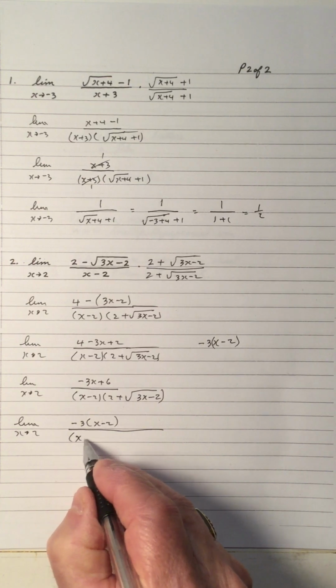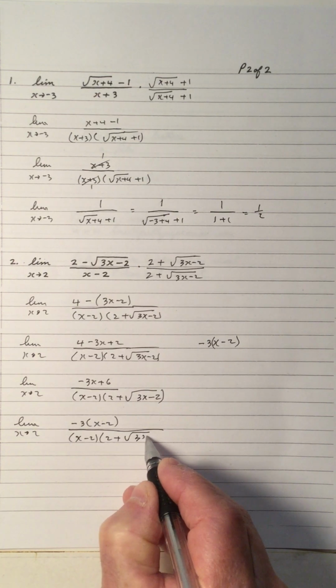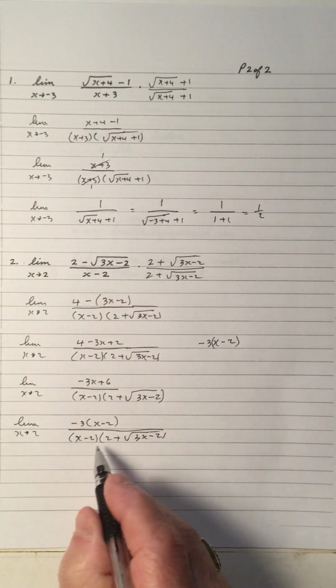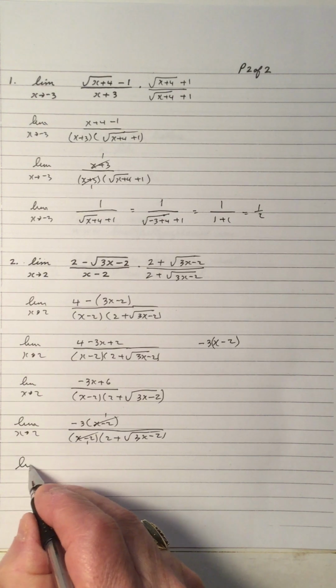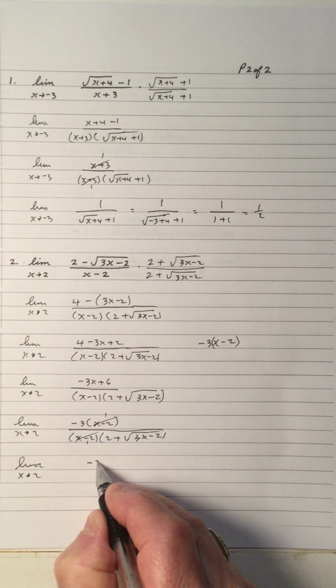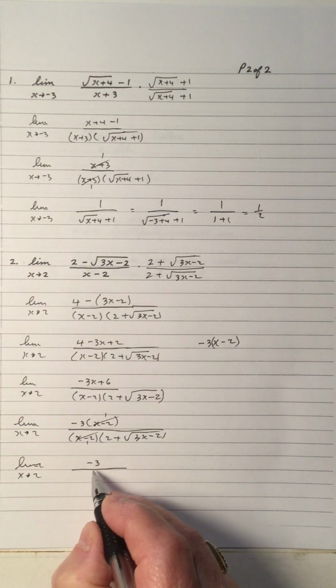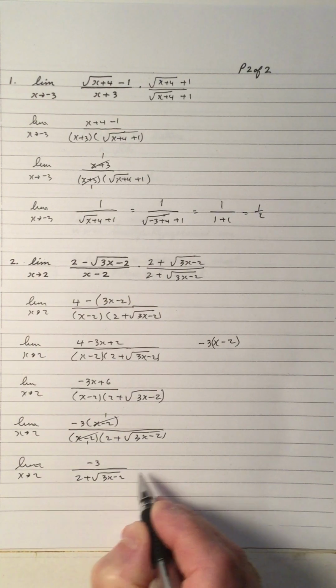And write down the denominator. And the x minus 2 cancels out, so we get the limit as x approaches 2 of negative 3 over 2 plus square root of 3x minus 2.